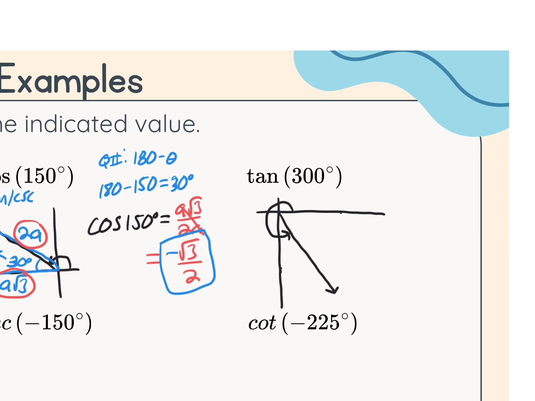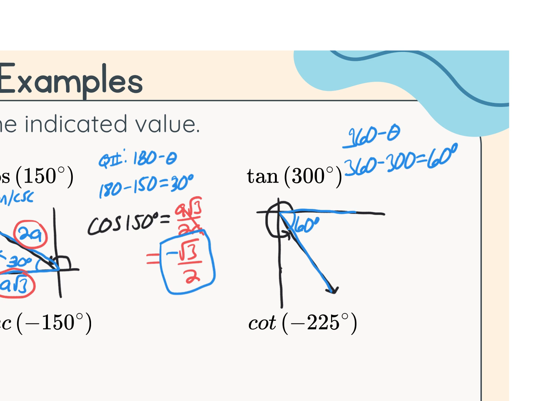The next thing we want to do is find the reference angle. In the fourth quadrant, the reference angle is going to be 360 minus theta. Again, something you need to memorize. So we're going to do 360 minus 300, which is 60 degrees. So that means this angle right here is 60 degrees.